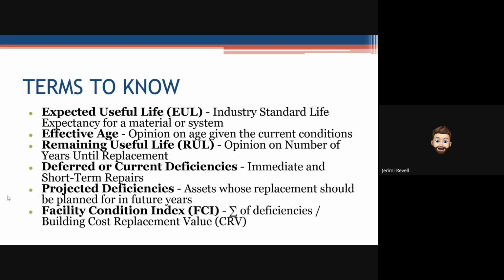And then you've got deferred and current deficiencies. Deferred deficiencies are deficiencies that currently exist. And then you've also got projected deficiencies as they come online, as you'll see. That's more the proactive portion of the FCI scoring, which is the projected deficiencies. And of course, the facility condition index that we talked about in the last slide.